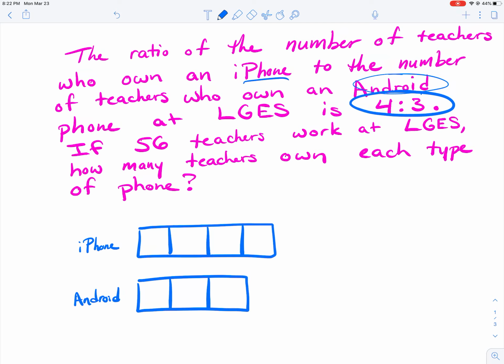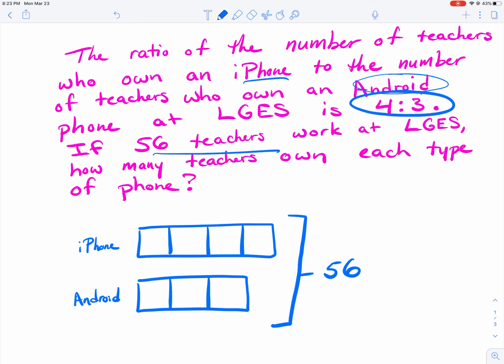Okay, so if 56 teachers work at LGES, how many of each type own iPhone and Android? So they want me to find each type. That means I don't know how many iPhone users there are, and I don't know how many Android phones are there. But I see there's 56 teachers. So you got to ask yourself a question. Is 56 referring to iPhone, Android, or the total? Well, it doesn't say 56 Android. It doesn't say 56 iPhone. So that means that the 56 refers to the total. So I'm going to put a bracket over everything and say that this is all equal to 56.